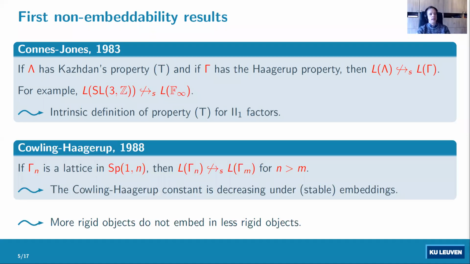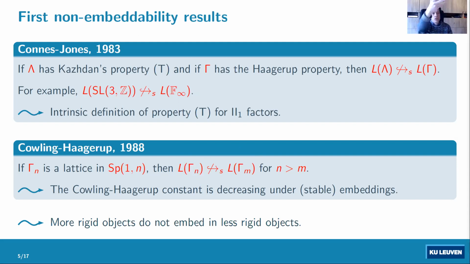In the same spirit, there is a very beautiful result and work of Cowling and Haagerup five years later, saying that if you take a lattice in Sp(1,n), this hyperbolic group, then if Γn is such a lattice and n is larger than m, it's impossible to embed L(Γn) into L(Γm), even after amplification. The reason is that there is a numerical constant for II_1 factors. Nowadays, we call it the Cowling-Haagerup constant. The Cowling-Haagerup constant can be computed for these in terms of n, and it decreases if you go to subfactors. So therefore, there is this non-embeddability result.